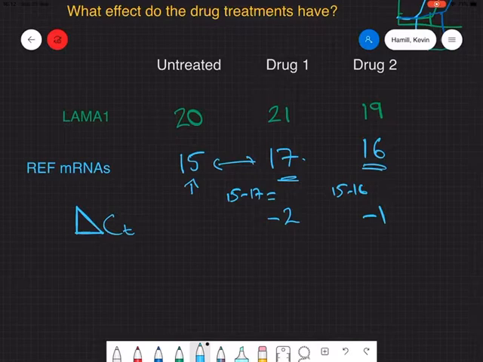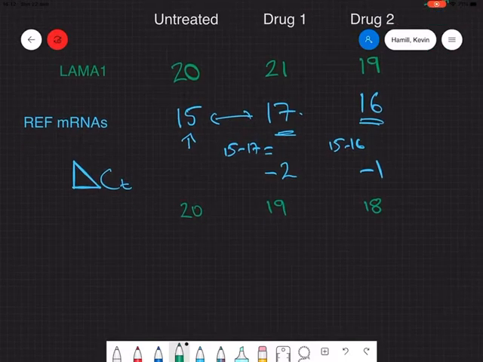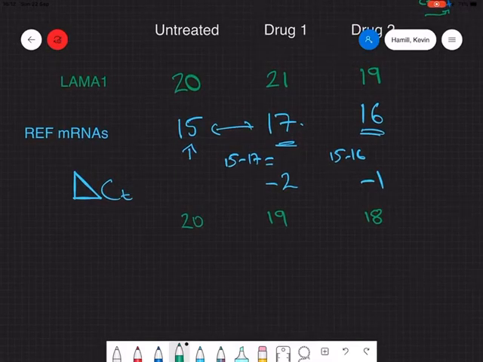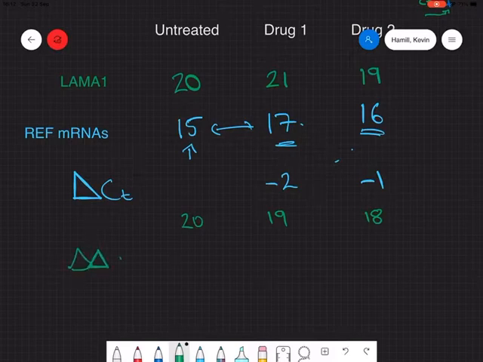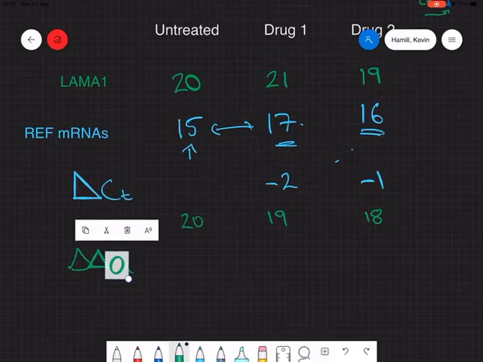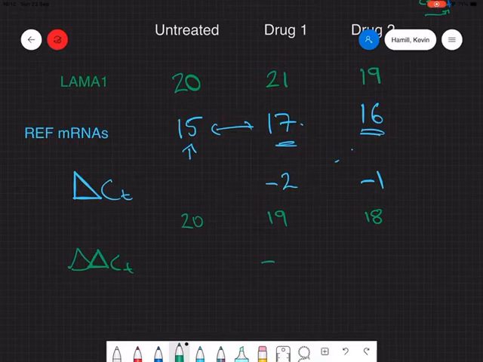Now what we can do is use those numbers to change the top numbers. So effectively what that means is our actual values are 20, 19, 21 minus 2 is 19, and 18. So this is us now calibrated, or adjusted, our LAMA1 values to reflect the differences in the starting material. Hopefully that makes sense. And then this gets known as the delta-delta CT. So what we can see there is we now have minus 1 and minus 2.